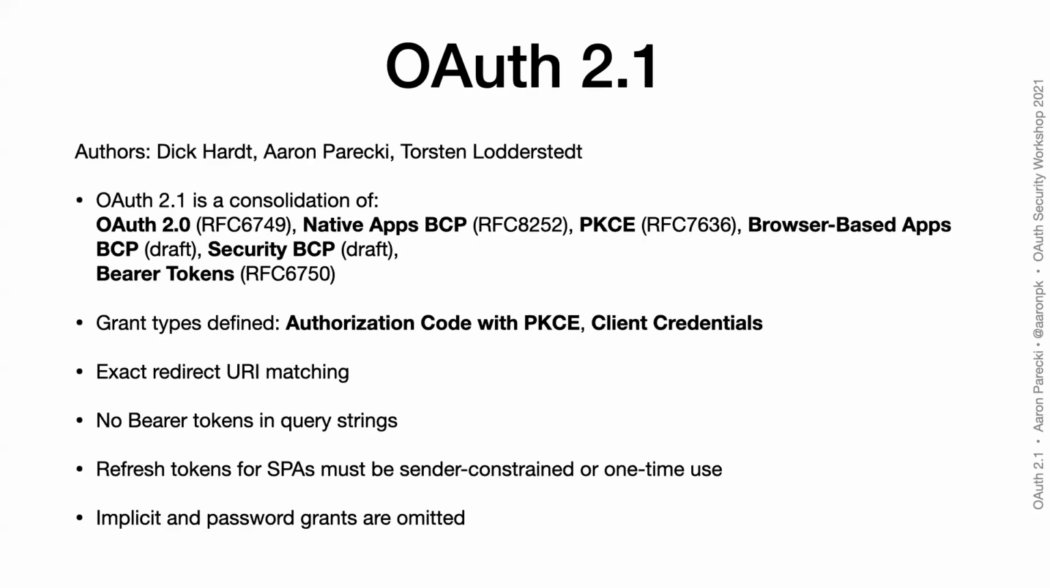So OAuth 2.1 is essentially consolidating the core, the native apps best current practice, PKCE, browser-based apps, and the security best current practice, as well as the bearer token spec. So it's defining effectively just two grant types: authorization code, where PKCE just becomes part of it and isn't really mentioned as PKCE anymore, and then client credentials, which of course still has plenty of uses and doesn't really have any issues. And it does place a lot of restrictions on how you do these various things that may have been optional or flexible in core.